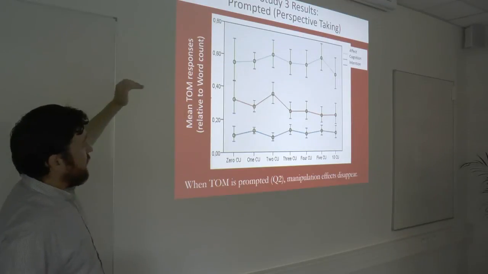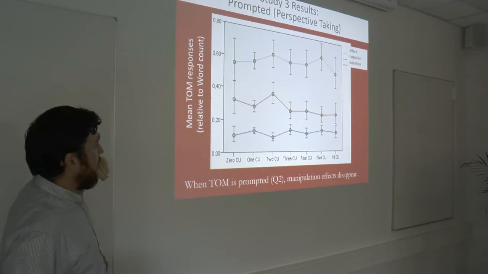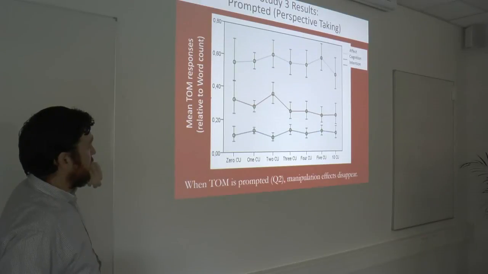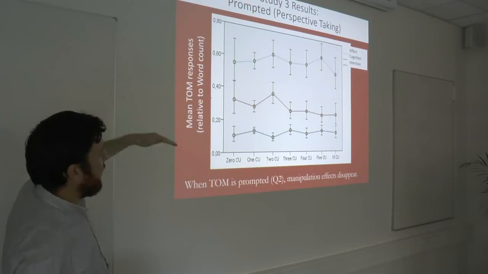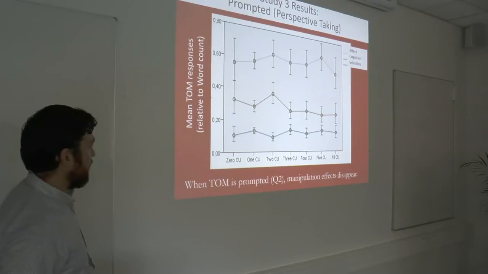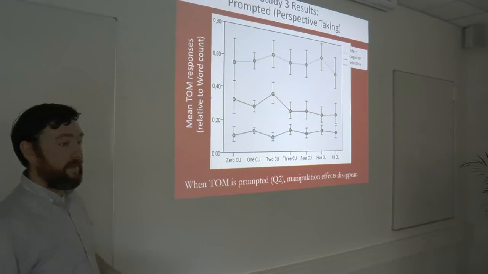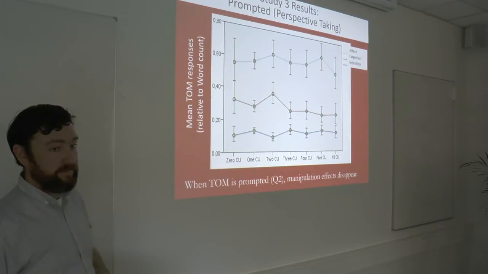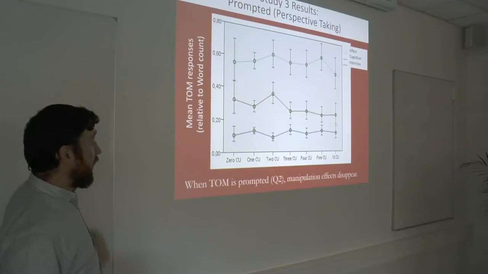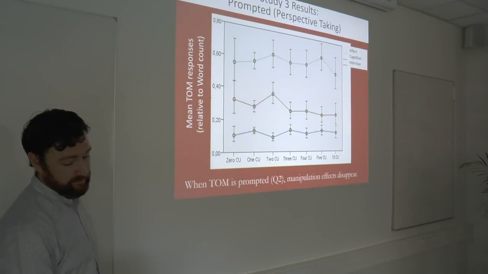That affective theory of mind responses were highest, followed by cognitive and then intention. Sorry, that key is a little bit off. You can move it down with your mind. And the point is that when we're prompting these theory of mind responses, these complex effects seem to disappear, or the complex effects of at least close-up seem to disappear.